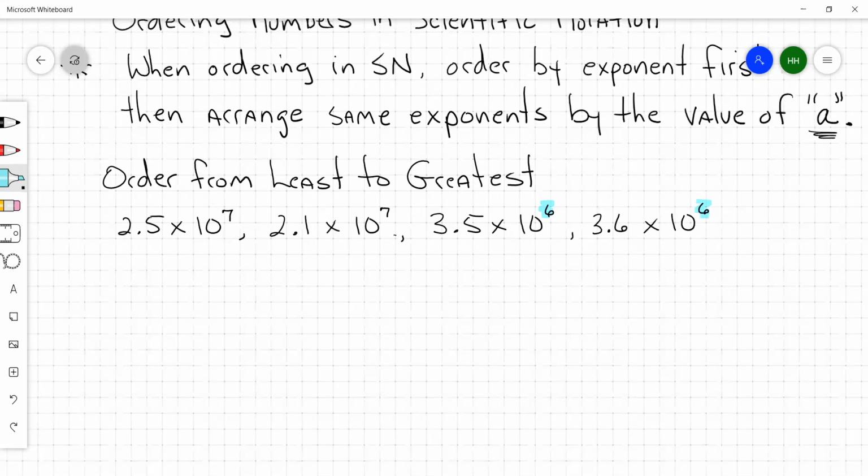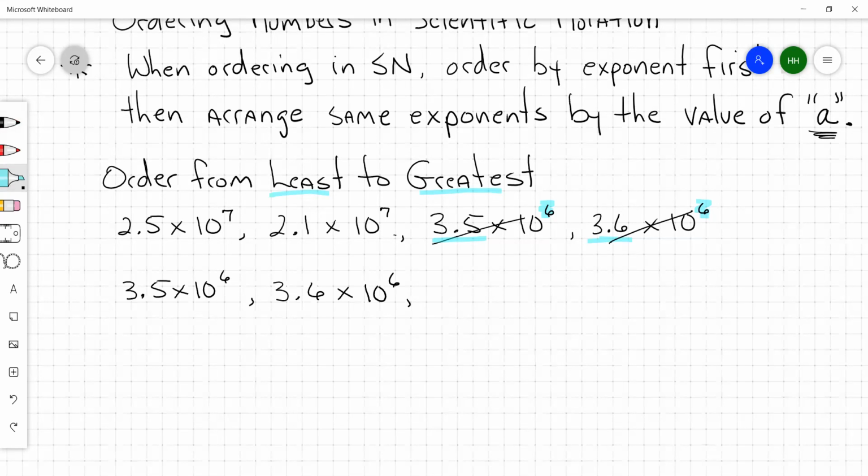But since they're both to the 6th power, we're going to look at the A value. We're going least to greatest. So the smaller of the 2 10 to the 6th need to go first, which is the 3.5. So we go 3.5 times 10 to the 6th. Then we go 3.6 times 10 to the 6th. And we're done with those 2.